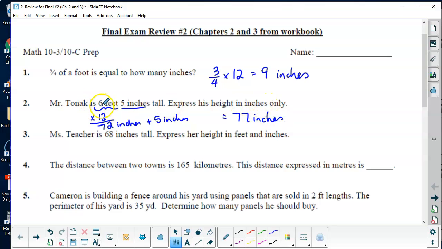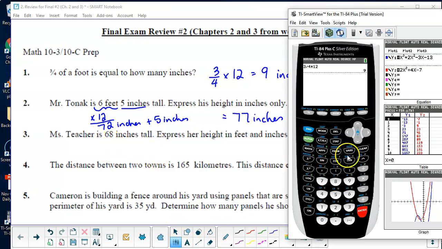Normally, with imperial, when we're talking about our height, we talk about it in feet and inches. In metric, we usually just use centimeters, all one. So Ms. Teacher is 68 inches tall. Express her height in feet and inches. So this one, we have to do the opposite. So here we multiplied by 12. Now we've got to divide by 12.